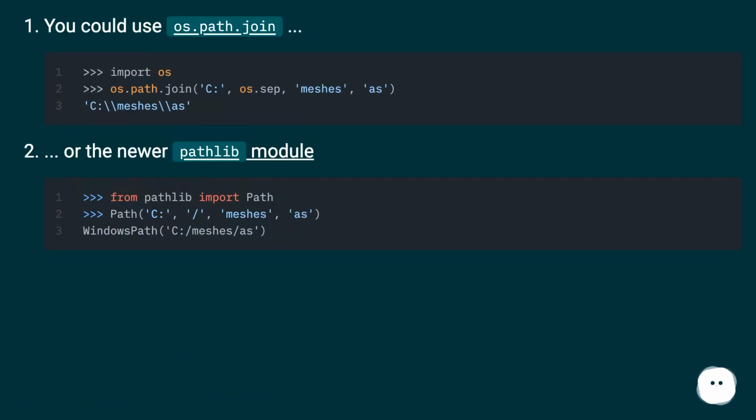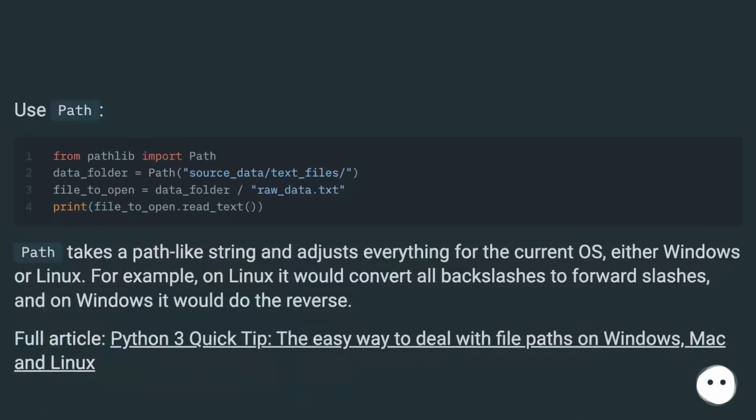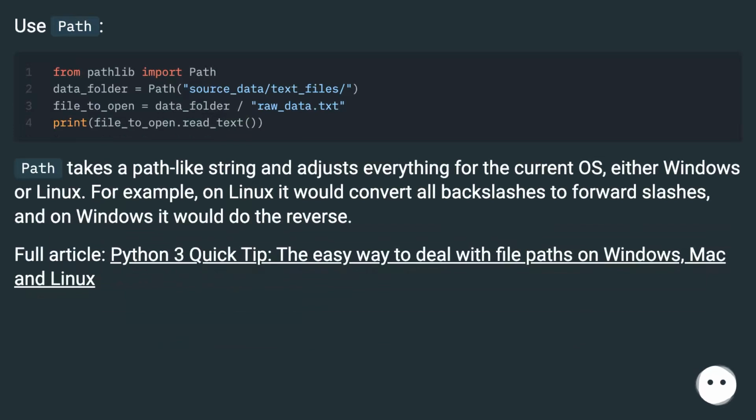You could use os.path.join or the newer pathlib module. Use Path. Path takes a path-like string and adjusts everything for the current OS, either Windows or Linux. For example, on Linux it would convert all backslashes to /, and on Windows it would do the reverse. Full article, Python 3 quick tip, the easy way to deal with file paths on Windows, Mac and Linux.